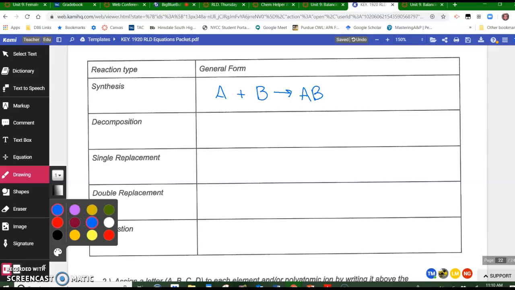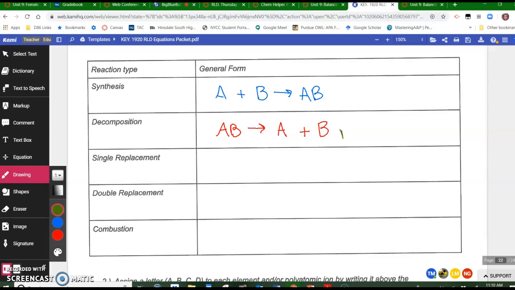A decomposition reaction means that something is falling apart. And actually, a decomposition reaction is the opposite of a synthesis reaction. So I'm going to start with my product from up above, which is AB, and it falls apart into its separate components, A plus B. And so these two are simply opposites of each other.